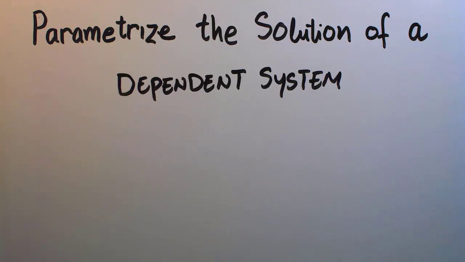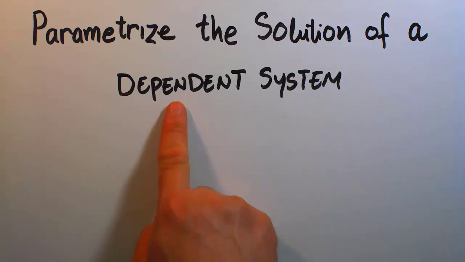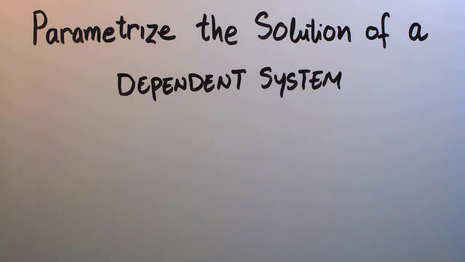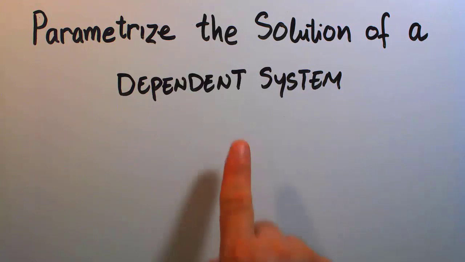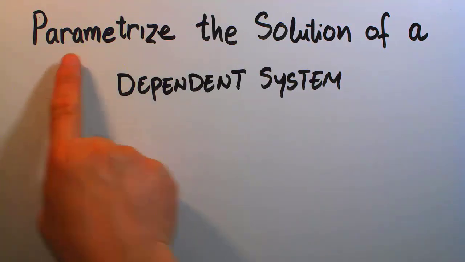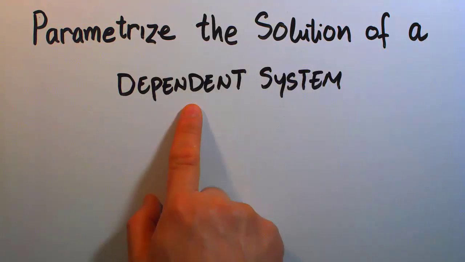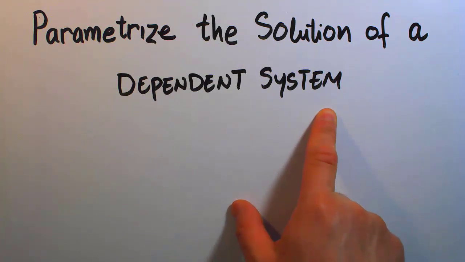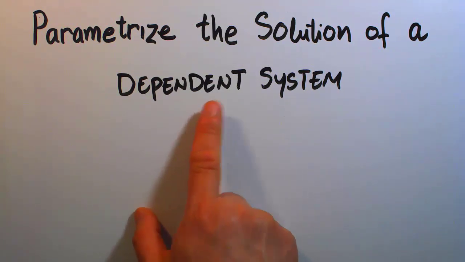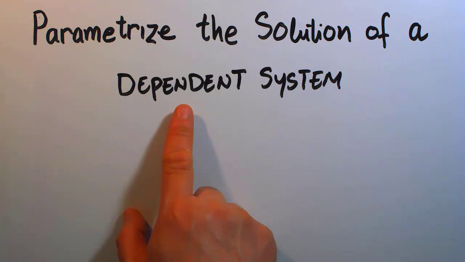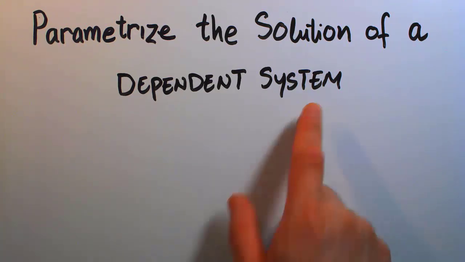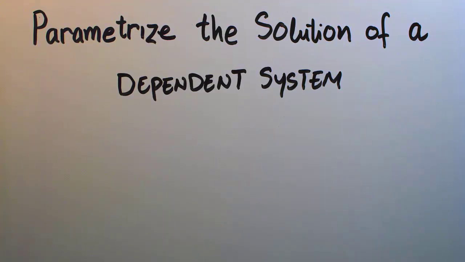A lot of times when we solve a system of linear equations, we end up with what's called a dependent system. I'm not going to cover in this video what a dependent system is, but we're going to learn how to parameterize the solution of a dependent system. I'm assuming that anyone viewing this video already knows what a dependent system is and how to come to at least some solution.